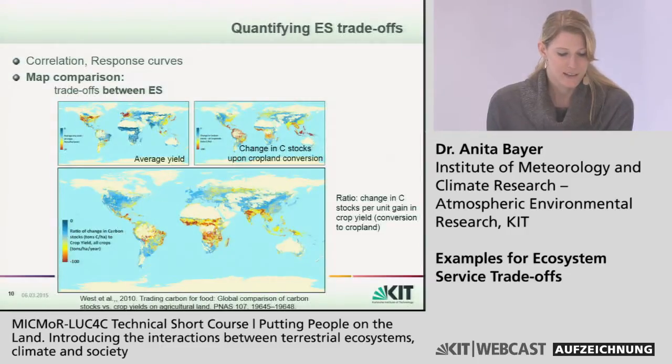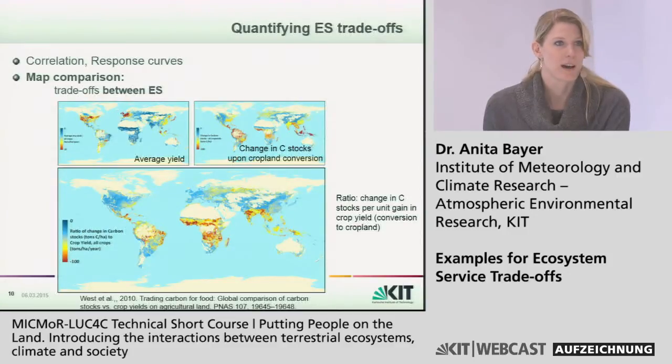And what they did then as kind of analysis is calculating the ratio, how much carbon do I lose per unit provided yield. And that map gives you a quite good impression of the areas where the loss in carbon stock is quite high in comparison to the yield that you can achieve.